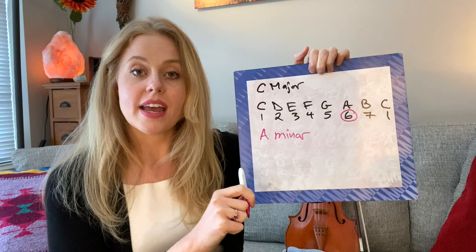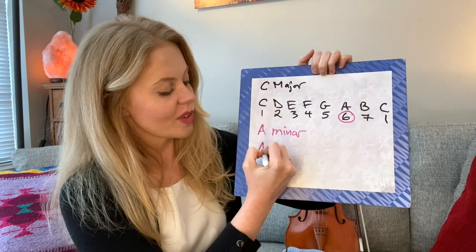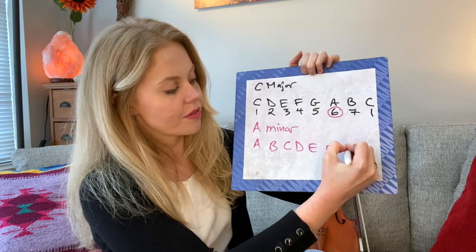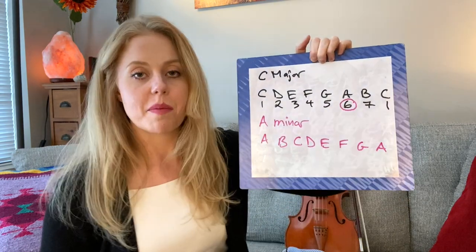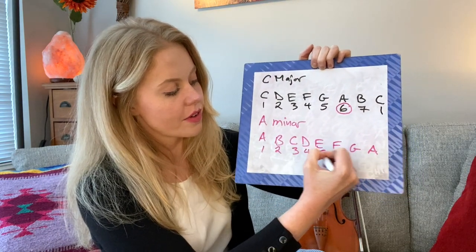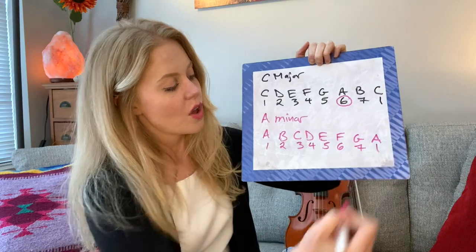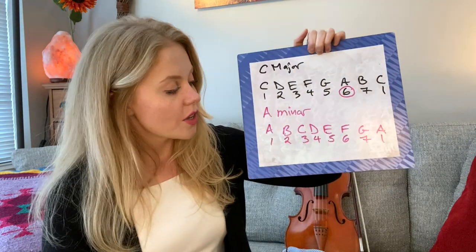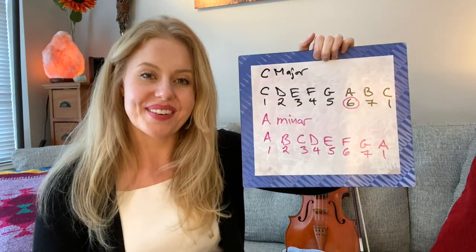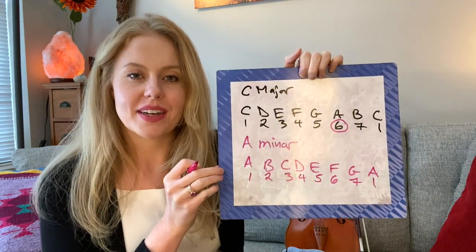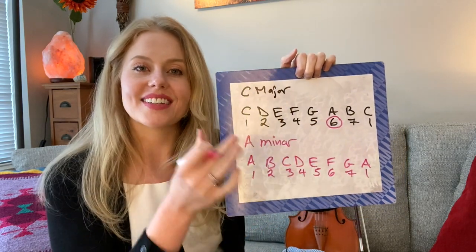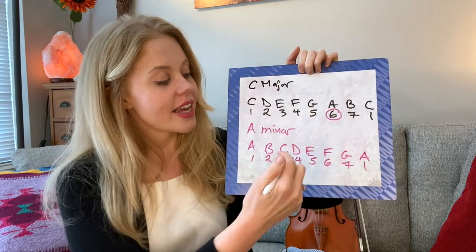I'm going to just start on an A and end on an A. A, B, C, D, E, F, G, A, and we'll pop in the scale degrees as well. One, two, three, four, five, six, seven, and we're back to one again. Now this is called the natural minor. You can remember it's called the natural minor because nothing has been tweaked. It's the exact same key signature, no sharps and no flats, as C major.